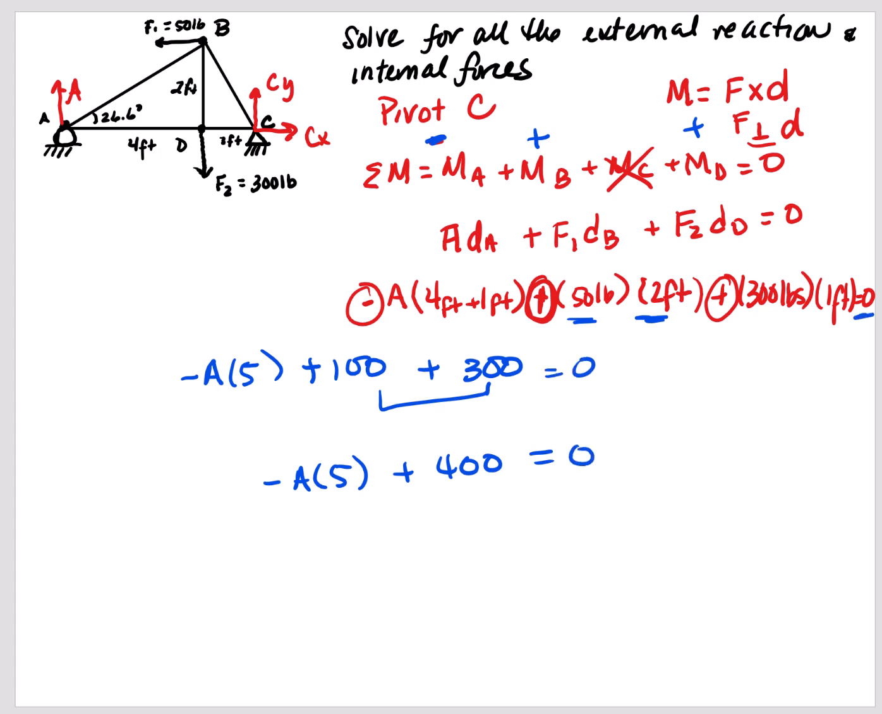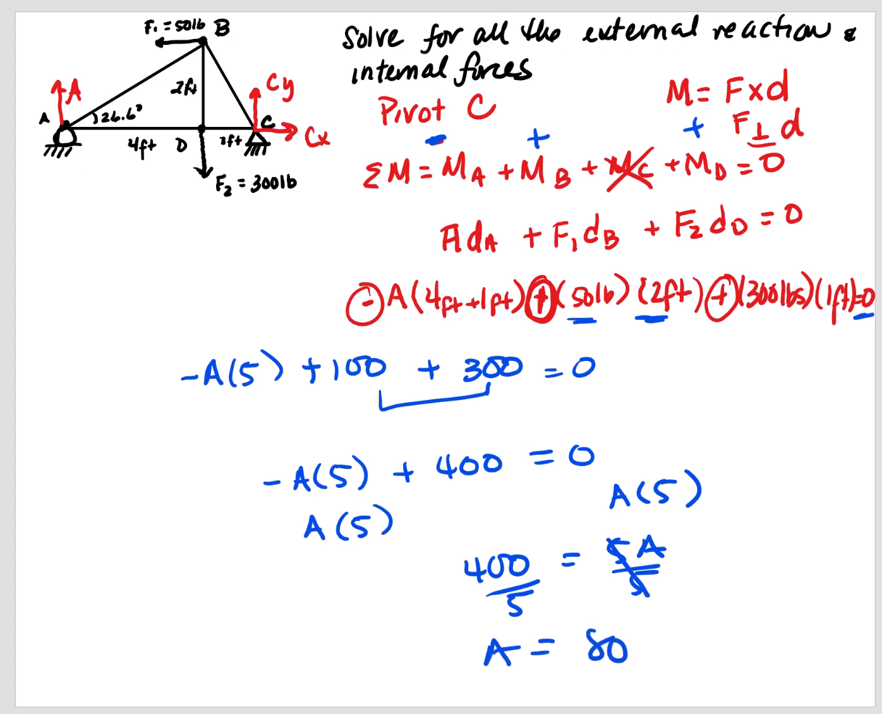Remember, all the moments have to equal 0. I'm going to add 5A to both sides. So this becomes 400 equals 5A. Divide by 5, divide by 5. A should become 80 pounds. If you notice, it is positive. Since it's positive, the way I drew my vector is correct. So A is going to go up.